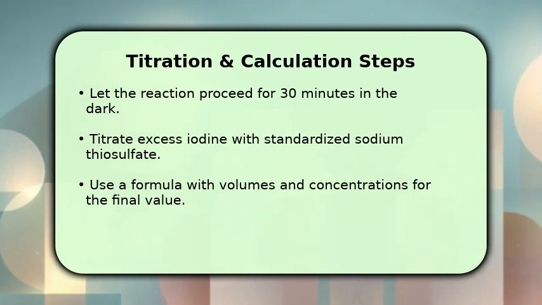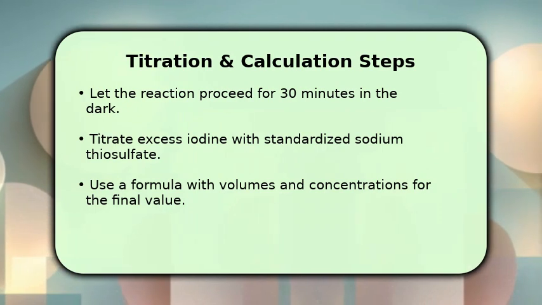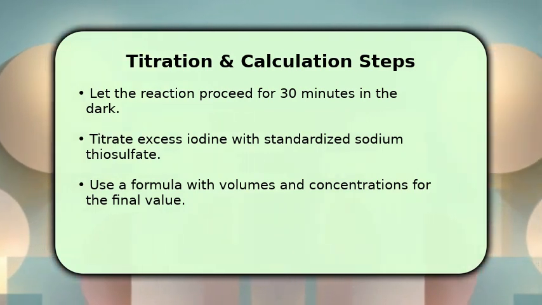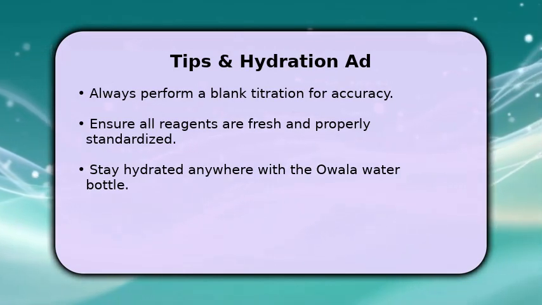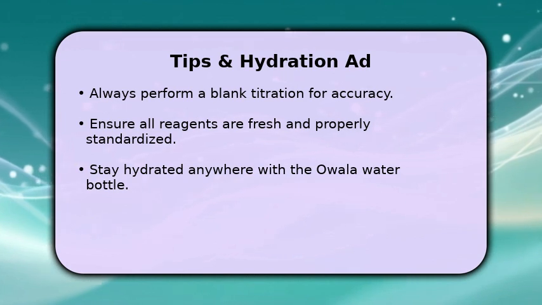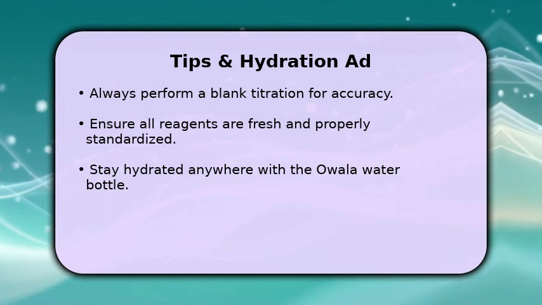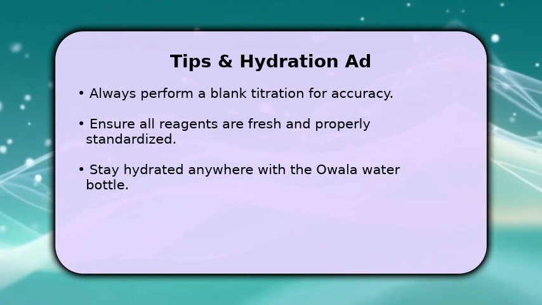Finally, calculate the iodine value using a specific formula that considers the thiosulfate volumes from both your sample and a blank titration. For accurate results, always perform a blank titration without the sample. This accounts for any iodine loss not due to the sample. Also, ensure all your reagents are fresh and properly standardized. This is critical for precision in your measurements.